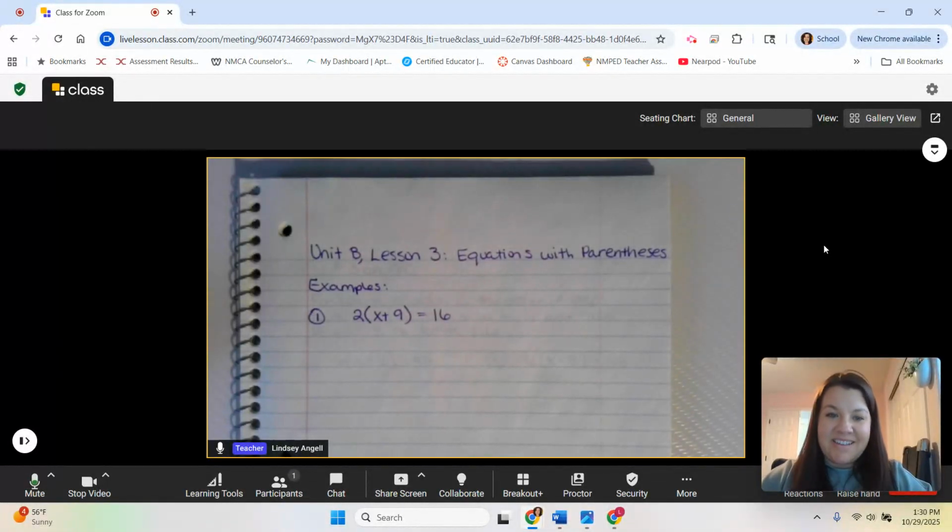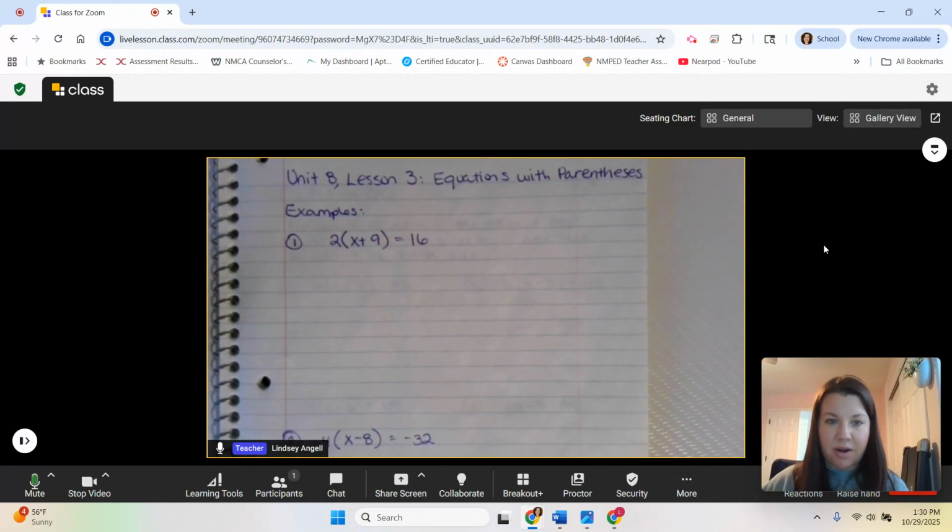Hi guys, welcome to Unit 8, Lesson 3, Equations with Parentheses. Everything that we learned yesterday still applies, but now we're talking distributive property and eliminating parentheses as well, rather than just addition, subtraction, multiplication, and division. Okay, so I'm going to get straight into examples.